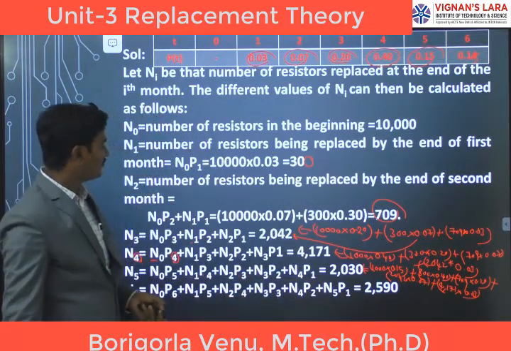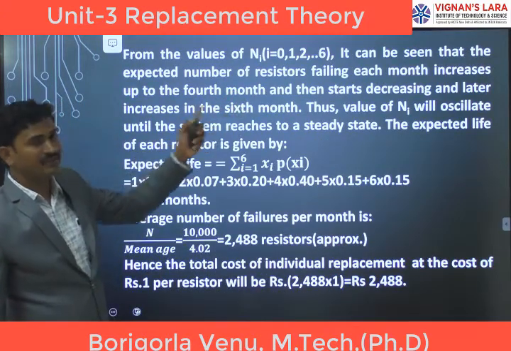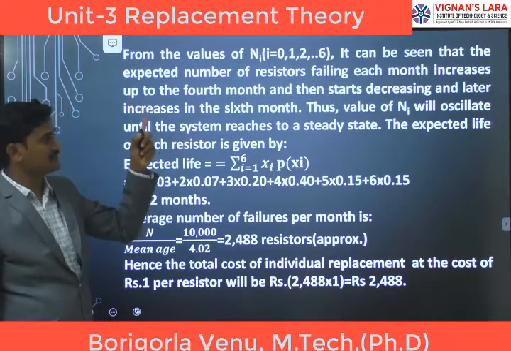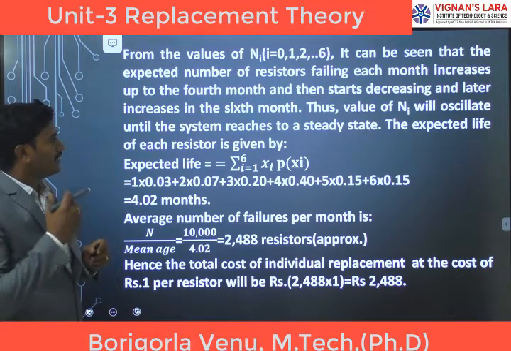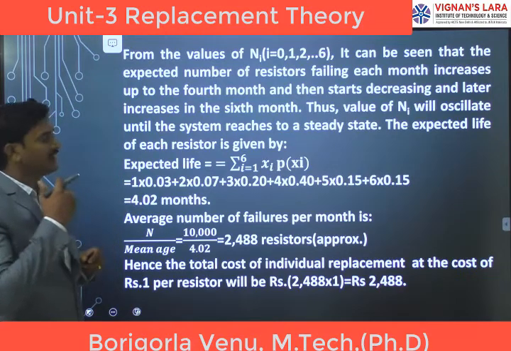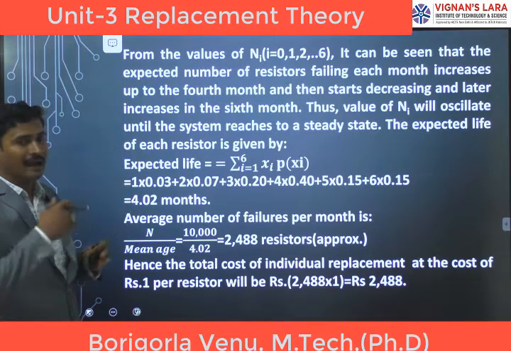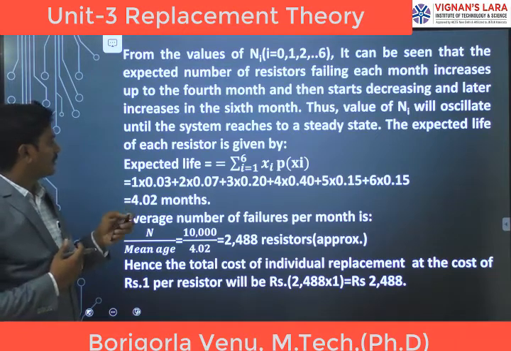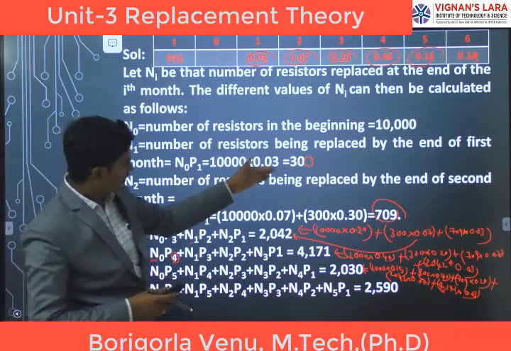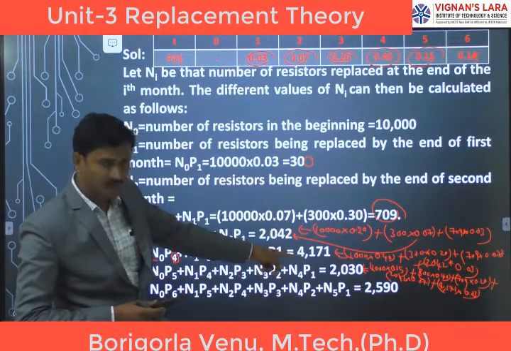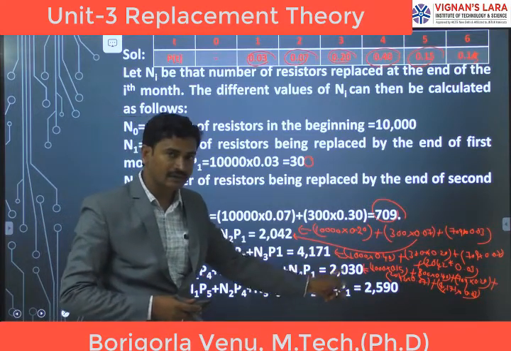Okay, after calculating all these values from N1 to N6, it can be seen that the expected number of resistors failing each month increases up to the 4th month and then starts decreasing and later increases in the 6th month. Thus the value of Ni will oscillate until the system stabilizes. Here the cost values increase up to the fourth month, then after the fourth month it will decrease.